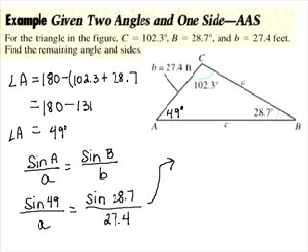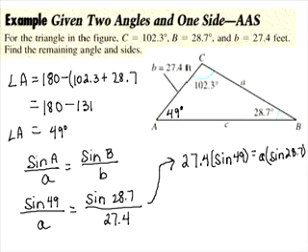To solve a proportion such as this, we're going to cross multiply. So we'll have 27.4 times the sine of 49 degrees equals a times the sine of 28.7 degrees. So now to solve for a, we can divide each side by the sine of 28.7.